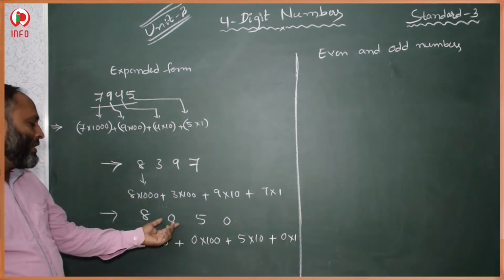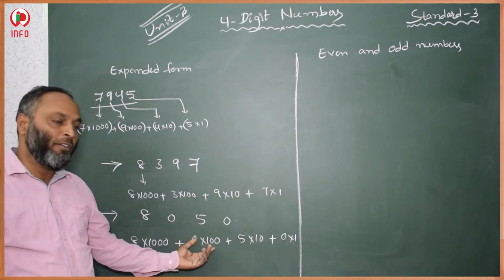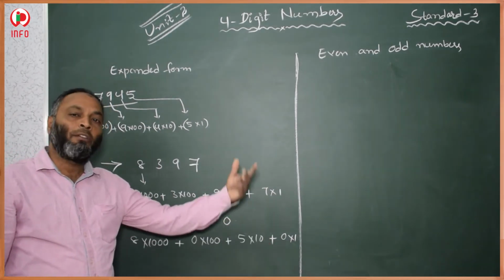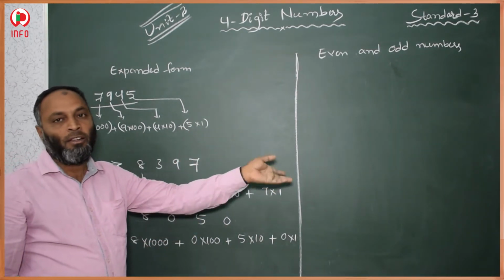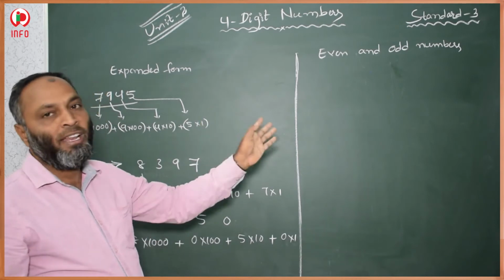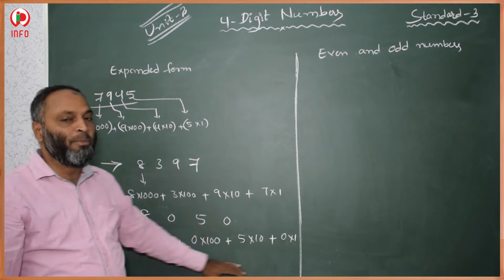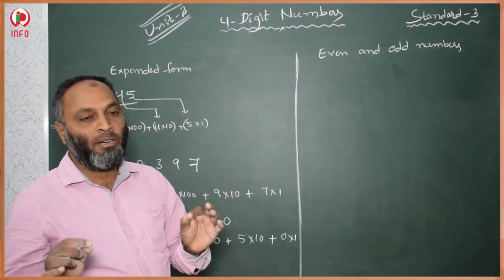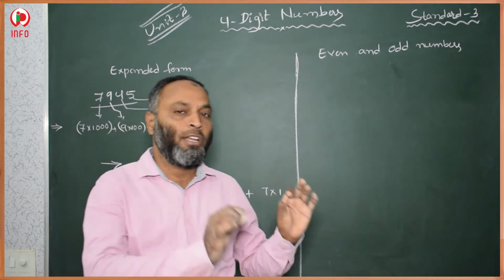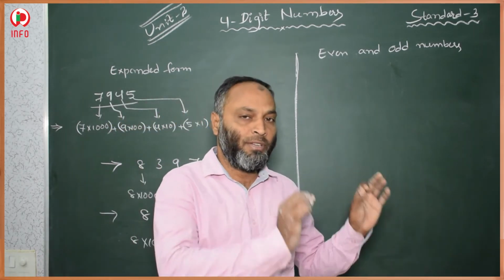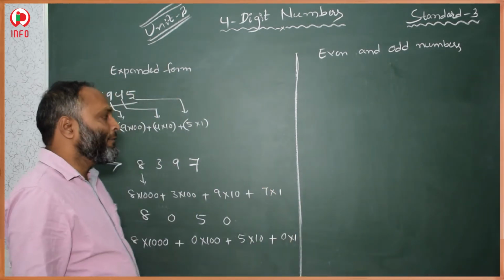In the similar way, if 0 comes, then we take 0 into 100 if it is in the hundreds place, 0 into 1 if it is in the ones place. If it is in the thousands place, 0 into 1000. Whatever number is there, we write that number, the face value, into the place value. Expanded form is nothing but taking face value into place value, plus face value into place value, plus face value into place value, and it goes on. This is the expanded form.